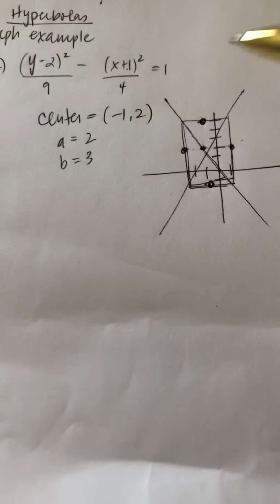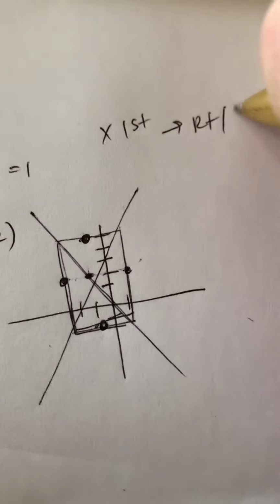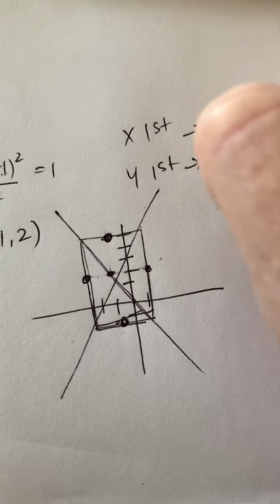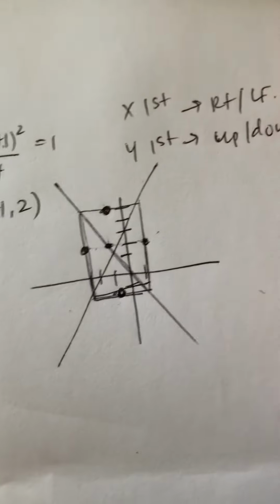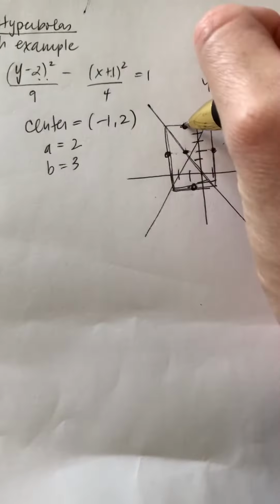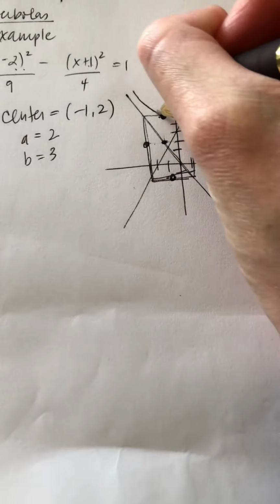So if x was first, this would open right and left. And if y is first, it opens up and down. So in this case, this is a vertical one. It opens up and down because y is first. So this is the top part of the parabola, which looks like a parabola, but it's part of a hyperbola.